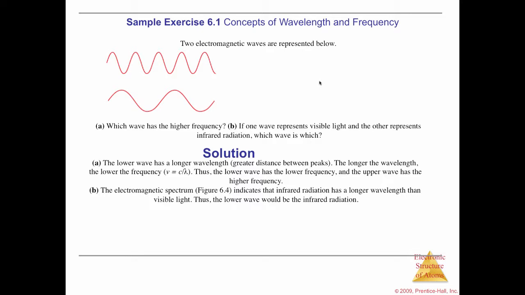The electromagnetic spectrum indicates that infrared radiation has a longer wavelength than visible light. Thus, the lower wave would be the infrared radiation.